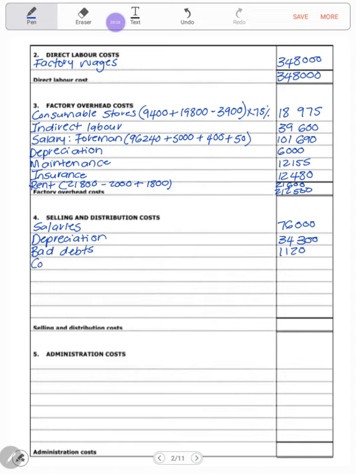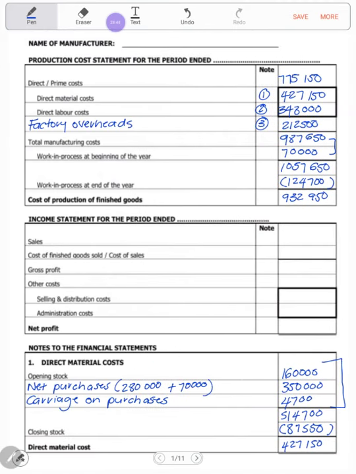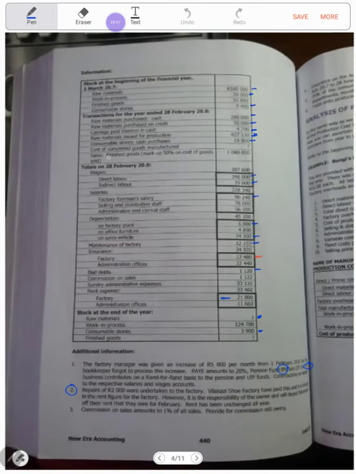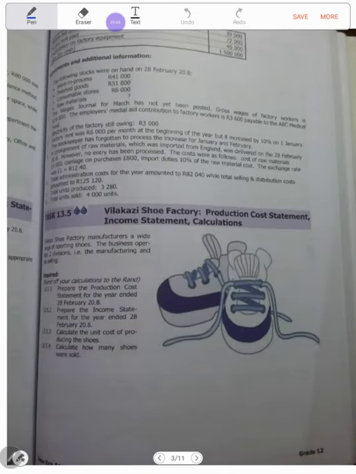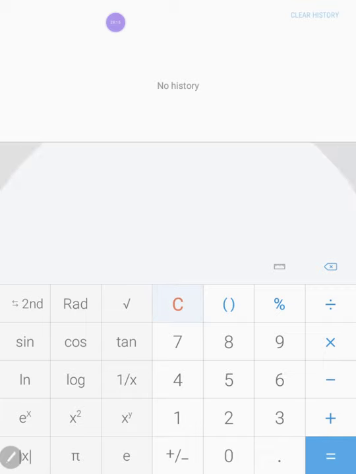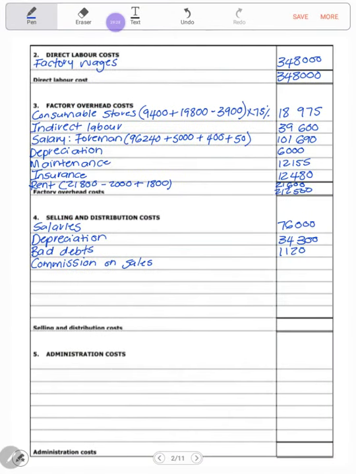The next one is commission on sales. So this is also a little bit of a calculation that we need to include over here. And obviously we need sales, let's go look at our information. Sales, finished goods, there's our sales amount. So our sales is 1,080,000. Let me do the calculation here. 1,080,000 times 1% is 10,800 rand. All right, so you can go there, commission on sales, 10,800 rand, and show me your calculation.